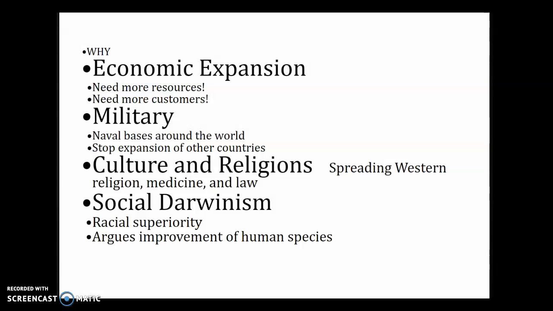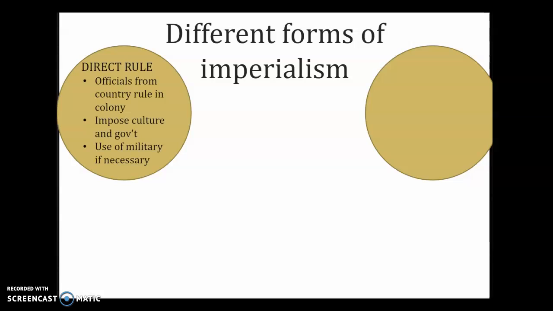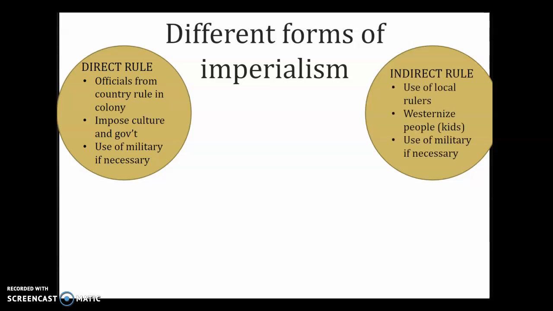Now, there's two different types of imperialism that we're going to be talking about pretty specifically. And the first one is direct rule. So this one you guys are going to see this week. So direct rule is when an official from the imperializing country comes to rule over the colony or the imperialized country. And they impose their government and their culture, and they use military force if necessary. And so we're going to be looking at the Belgians over the Congo this week, as well as Britain over South Africa. Okay, so we're going to be looking at two different types.